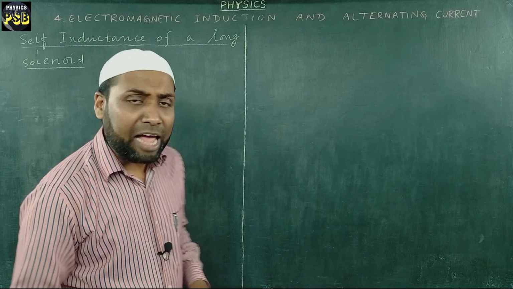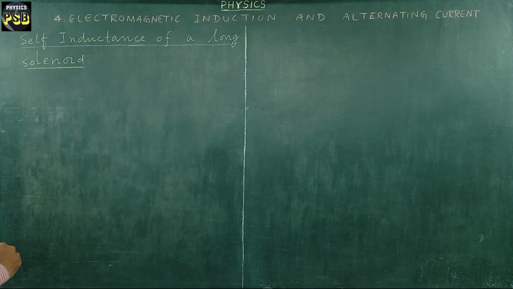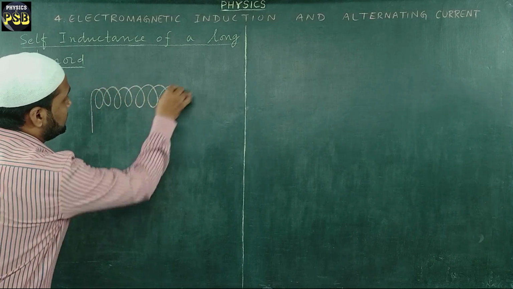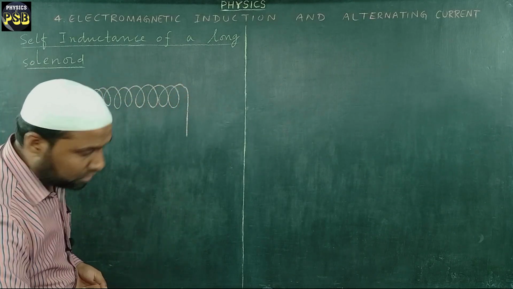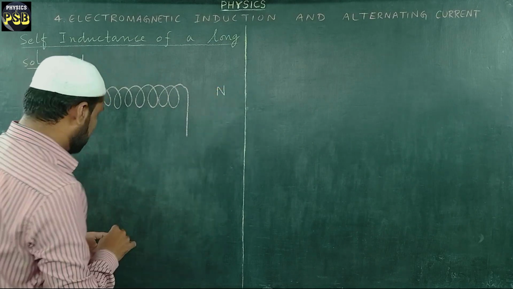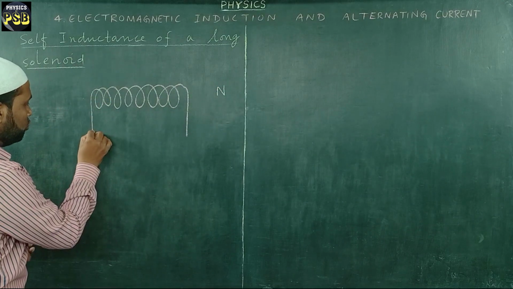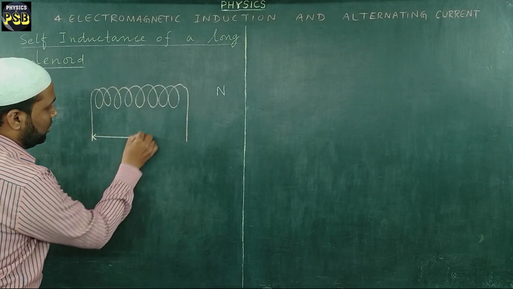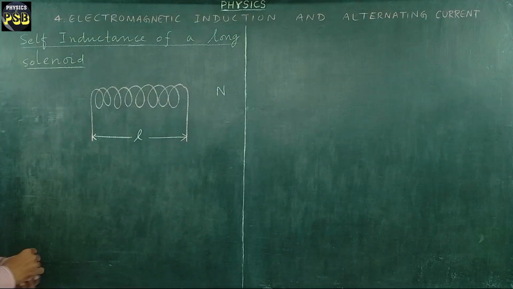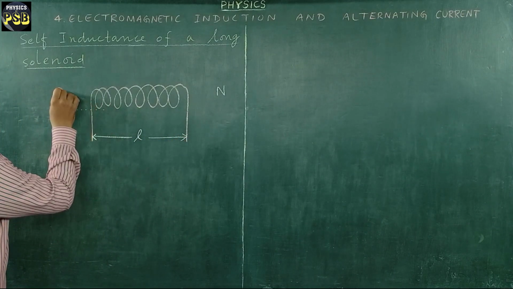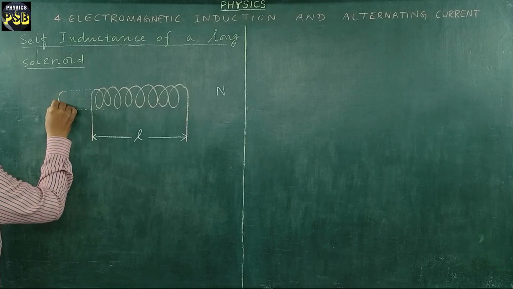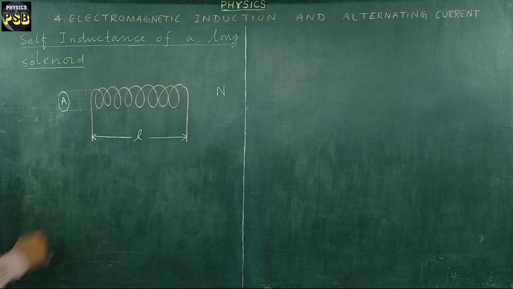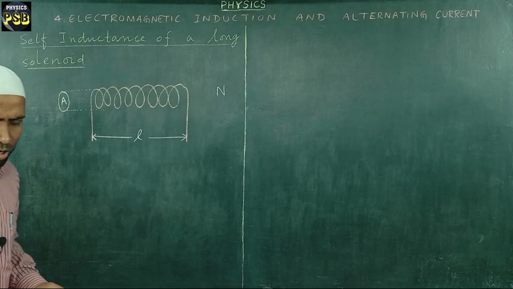For that, I consider one solenoid which has n number of turns, and its length is equal to small l. And the area of cross section of this solenoid is capital A.